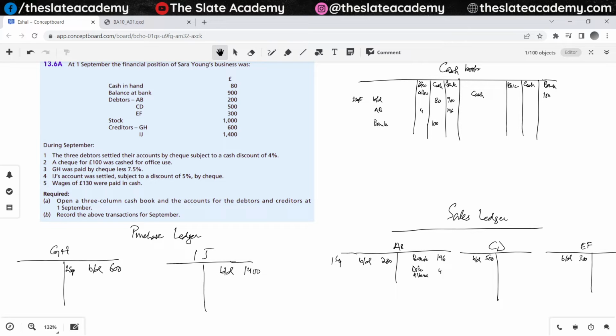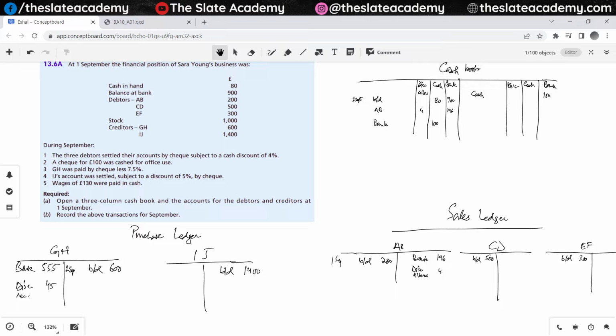Acha ji, 7.5% of 600, 600 into 0.075, which is 45. So for GH, where is GH? Here is GH. 45 will be discount received this time, and how much will be the amount paid? 600 minus 45, 555. So this would be bank.